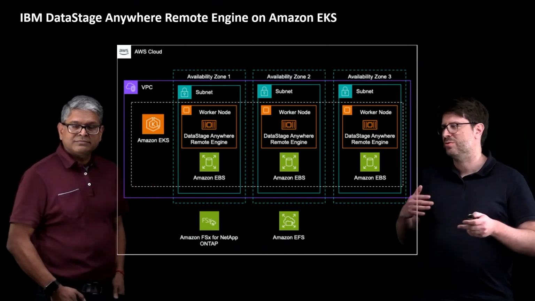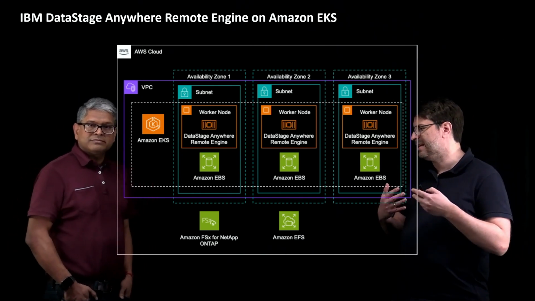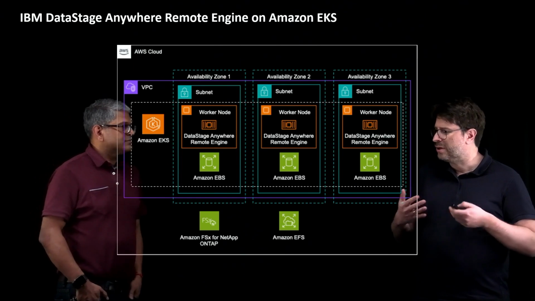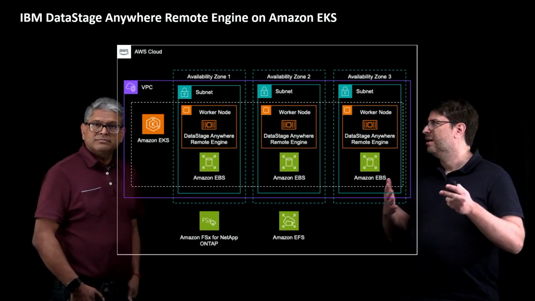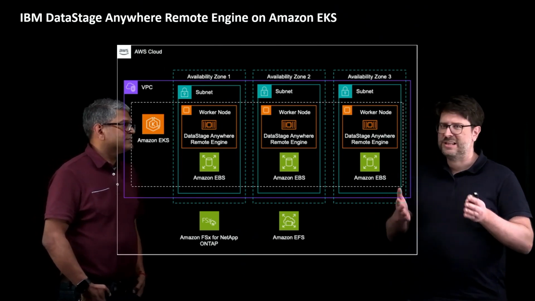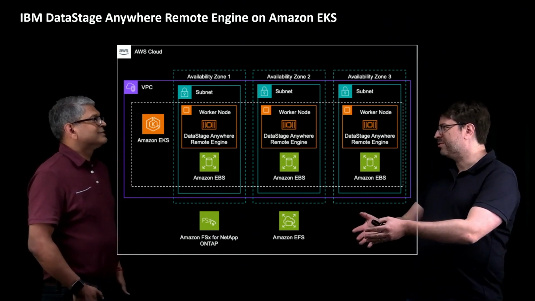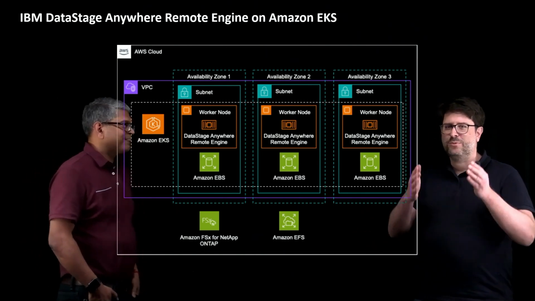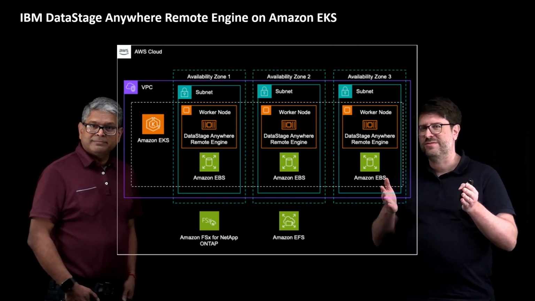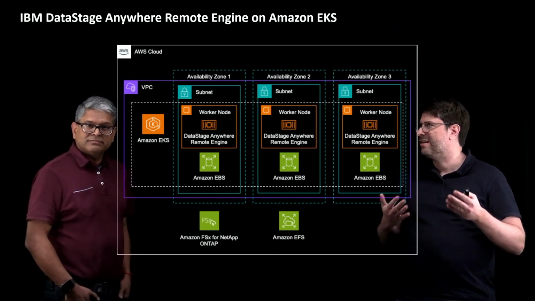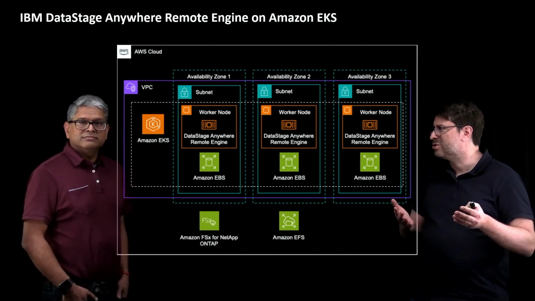So if we're looking here at this diagram, we have an example of the remote engine running on Amazon EKS. So say if a customer has the data that they want to run the ETL or ELT jobs on already on AWS, then it makes sense for them to use EKS to deploy the remote engines because that's going to be closer to their data, right? Absolutely. And what we see here is also that we have 3 availability zones because we want to have high availability and fault tolerance for these jobs.